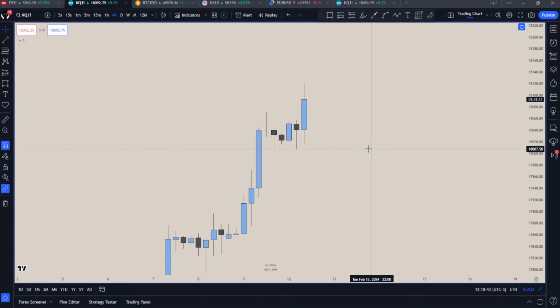Yes, you can use power of three on any candle. Sorry, I'm just trying to read through all the chats right now.